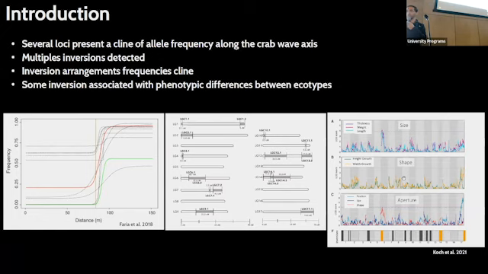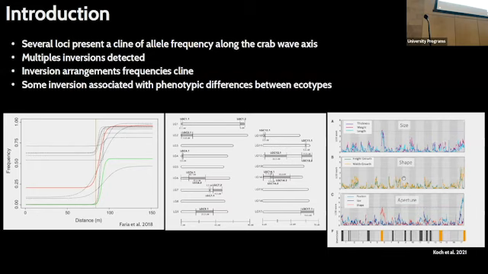Now from a genetic perspective, again, it's been shown that in Sweden several loci follow a cline pattern along the transect, which is a strong indicator of the divergent selection that is happening there.